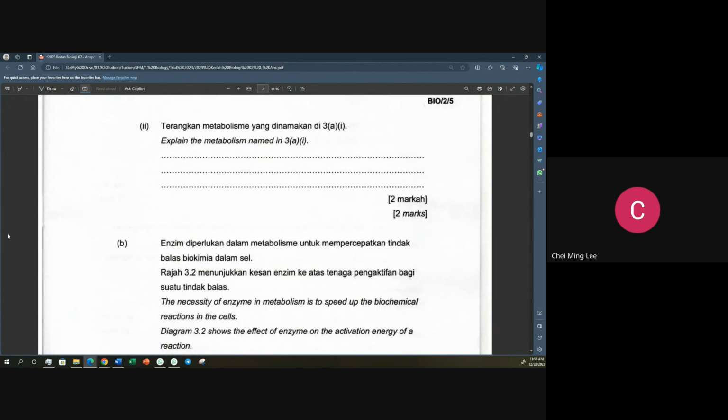Explain the metabolism type, which is anabolism. What is anabolism? It is the process of synthesizing complex molecules from simple molecules. Remember, you cannot use large, big, or small molecules. Cannot. From simple to complex.